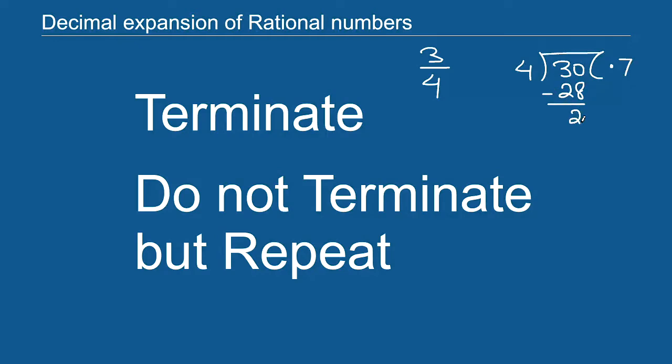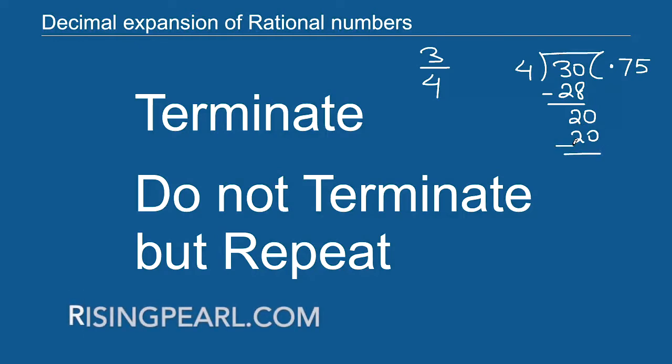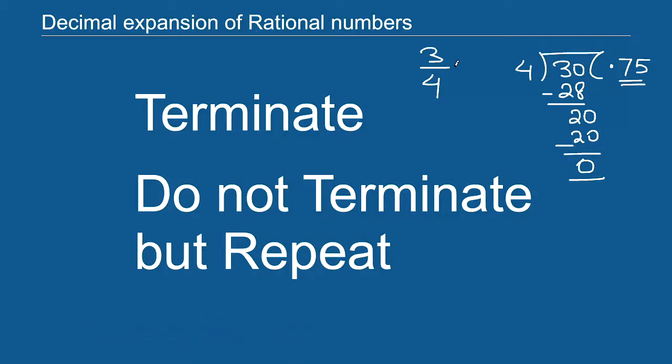30 minus 28 is 2, and because we have a decimal, we get a 0. Now 4 times 5 is 20, so 20 minus 20 is 0. Because the remainder is 0, the division stops, and this is our quotient. So this will be equal to 0.75. The decimal expansion of this rational number is this, so this is an example where the decimal expansion terminates.